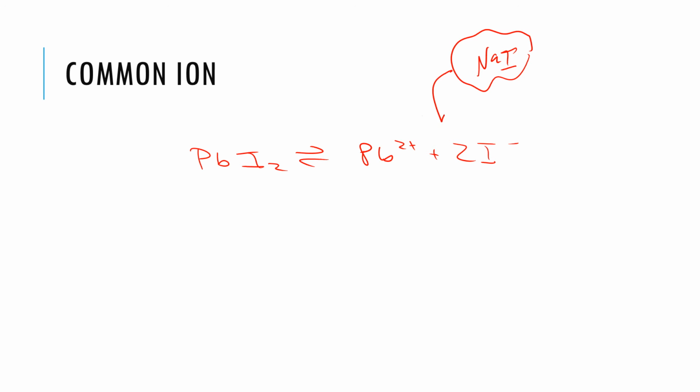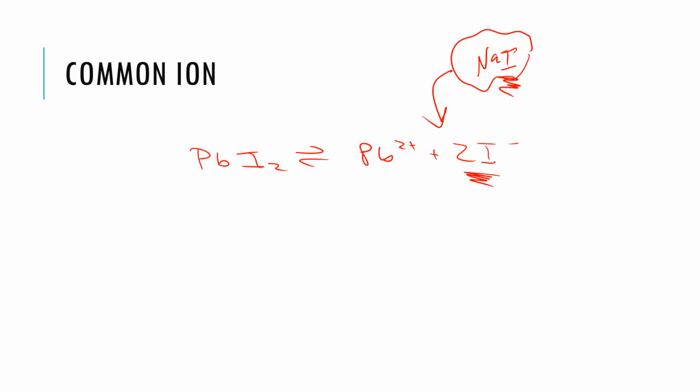Another thing that they can ask is a common ion. Let's say we have PbI2 goes to Pb2+ plus 2I-. And they said that they added some solid NaI into this solution. So you're adding some NaI. NaI is your common ion because this iodide is going to break up, and that is common with what I have in my KSP formula.